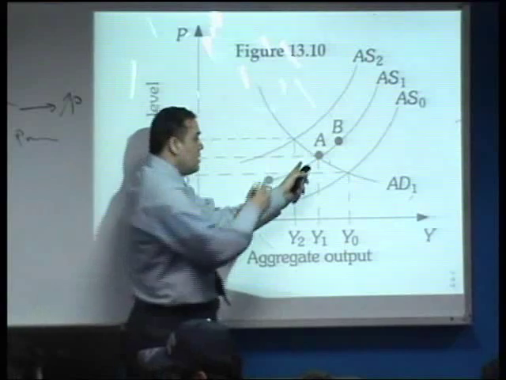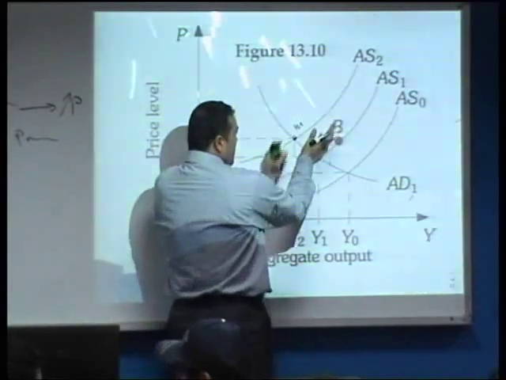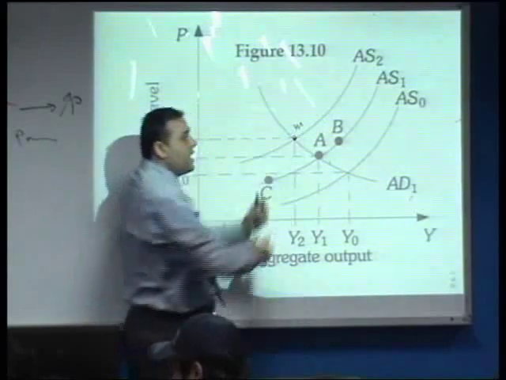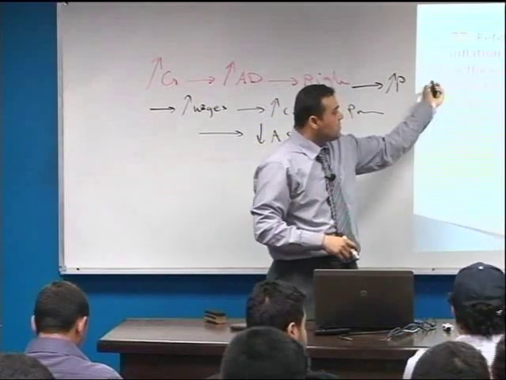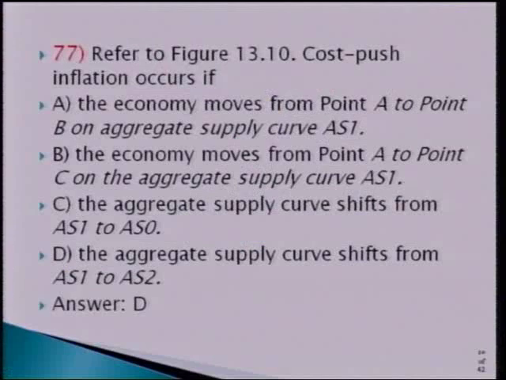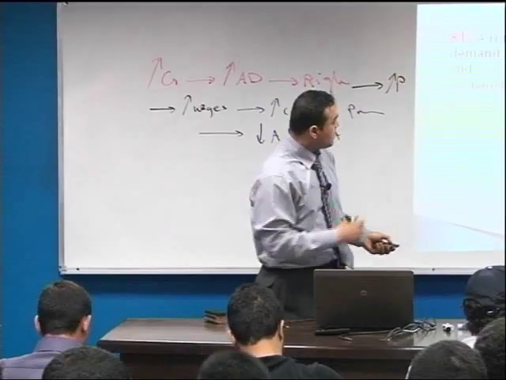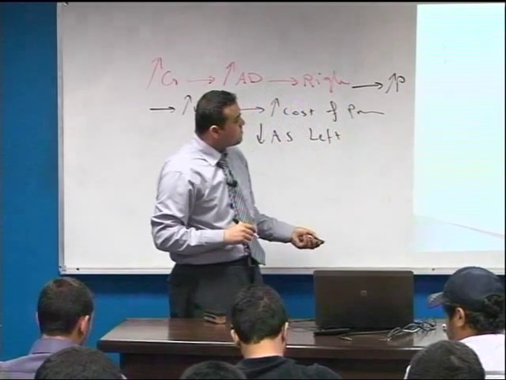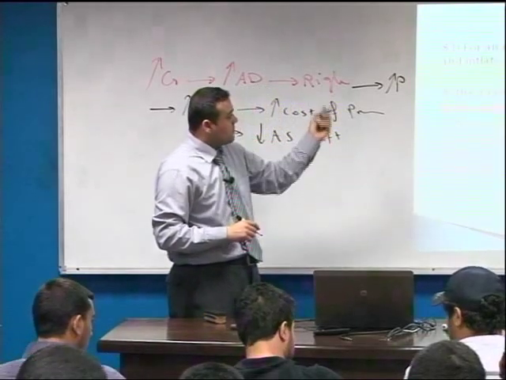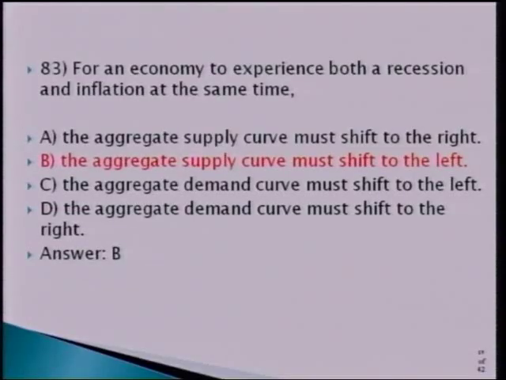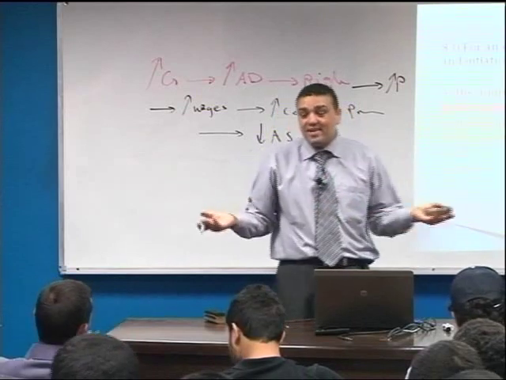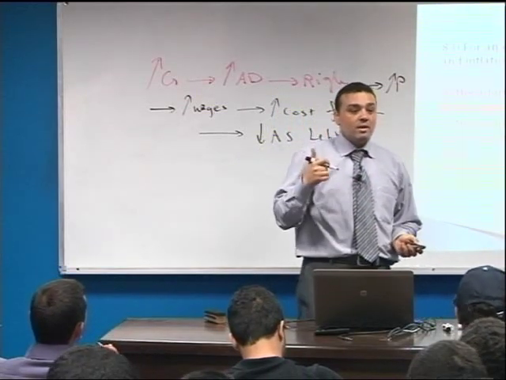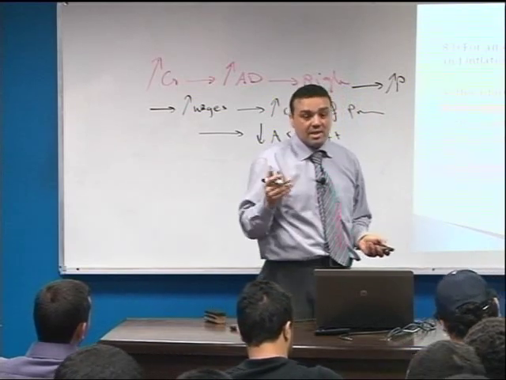A leftward shifting of the aggregate supply curve is what? This is cost push inflation. Cost push inflation occurs if the aggregate supply shifts to the left. For an economy to experience both a recession and inflation at the same time, inflation with recession together is stagflation, and it results from the leftward shifting of the aggregate supply curve. Correct.